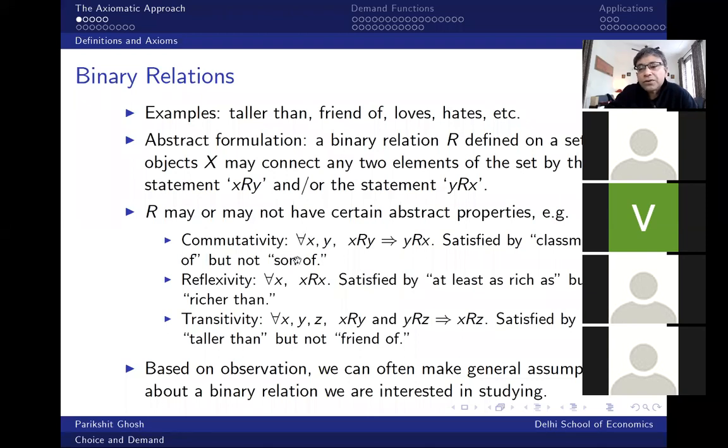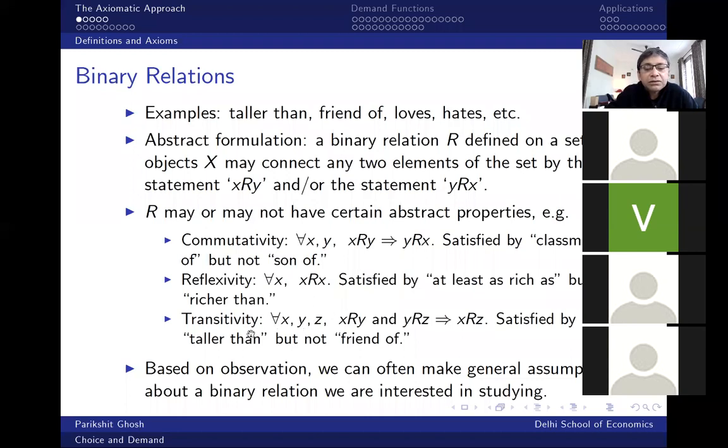But "son of" is clearly not commutative: if A is the son of B, B is not the son of A. Another possible property is reflexivity, that X R X. If I think of the binary relation "at least as rich as," that's reflexive: I'm at least as rich as myself. But if I think of "strictly richer than," then that's not reflexive, because I'm not strictly richer than myself, obviously.